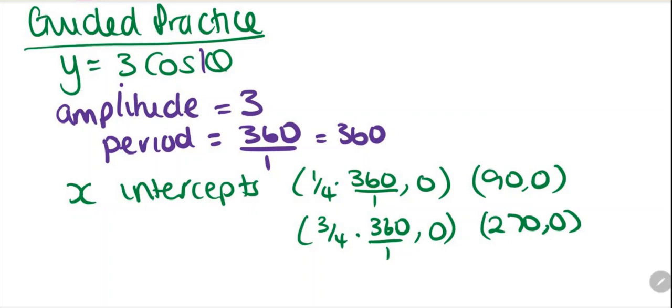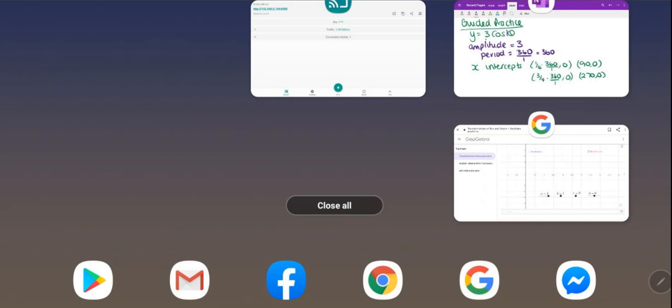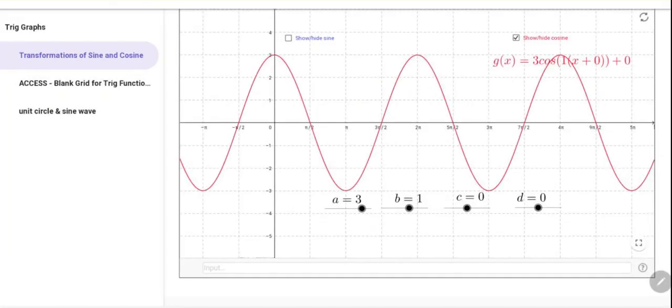And if we look at the graph for cosine, with amplitude 3 and a period of 360, we'll see that it cuts at 90, which is here, and it cuts again at 270.